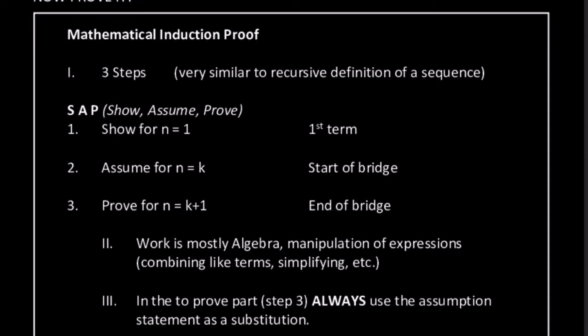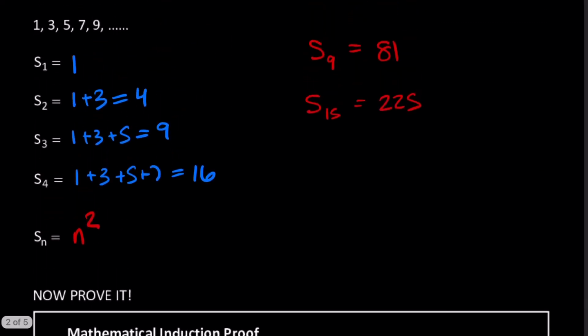So basically, a mathematical induction proof is 3 steps. Show, assume, prove. So you can remember that acronym, SAP. What we do first is we show it works for n equals 1. That's the first term. So basically, I did that right here. All right, when n equals 1, I get 1 equals 1.